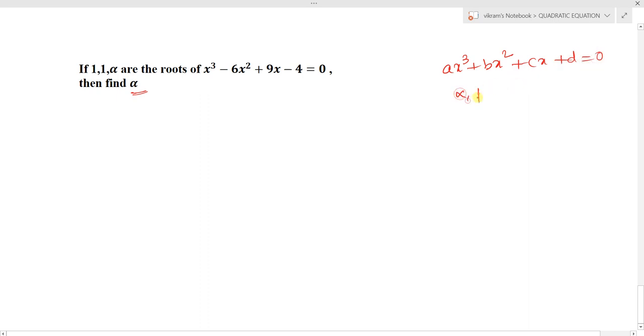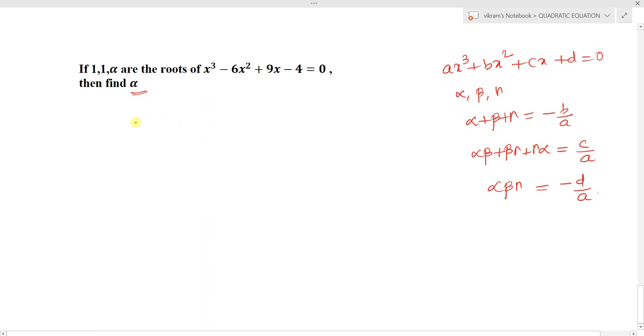If this has alpha, beta, gamma as the roots, then we can write the sum of the roots as minus b by a, and the sum of the products of the roots taken two at a time, alpha beta plus beta gamma plus gamma alpha, equals c by a, and the product of all the roots taken at a time is minus d by a. Okay, so this is the concept known to us.